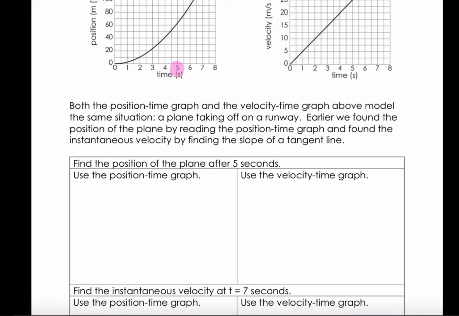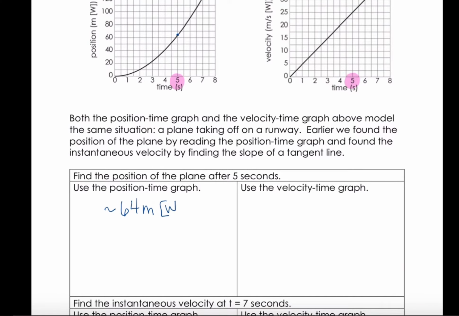So at 5 seconds, if we're finding position, we go up 5 seconds, it's here. So it's a little bit past 60, not quite to 70 meters. So our position here is going to be about, I would say, 64 meters west.